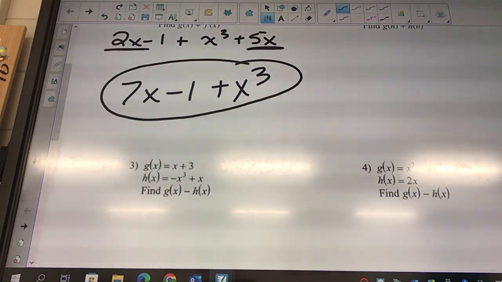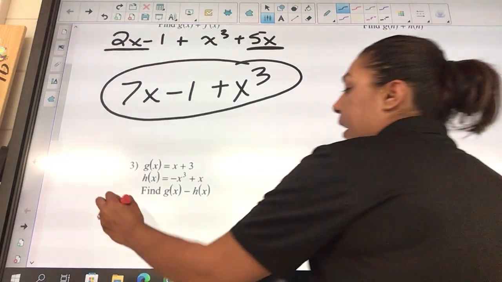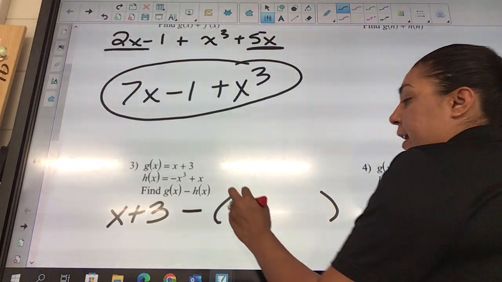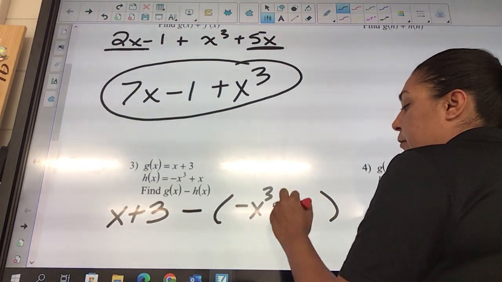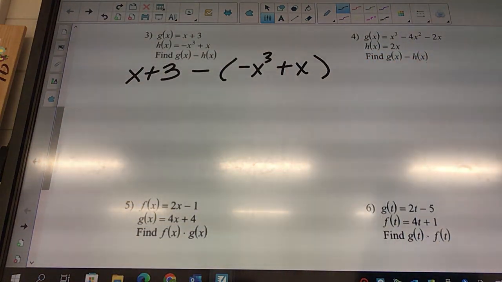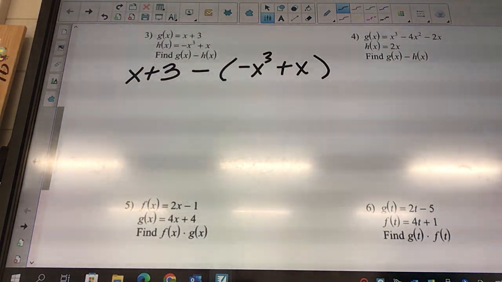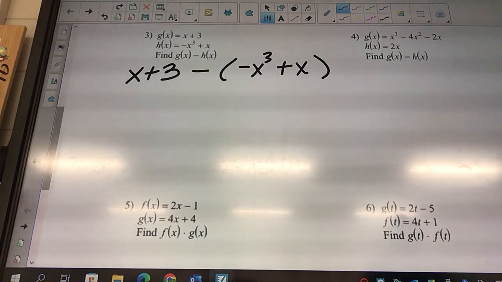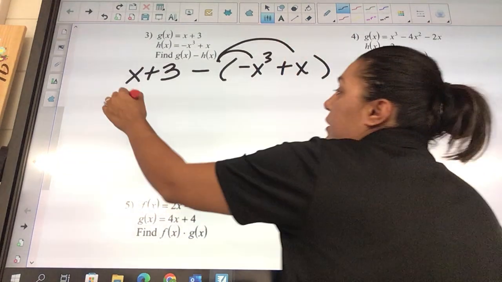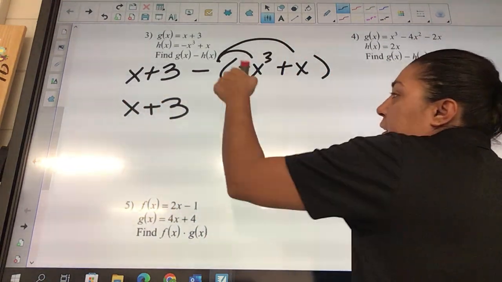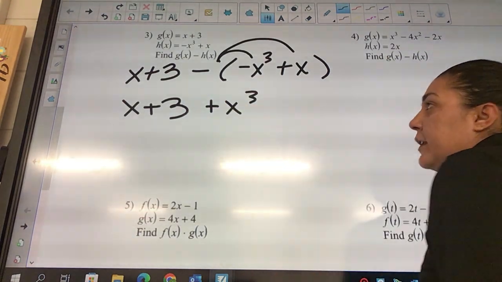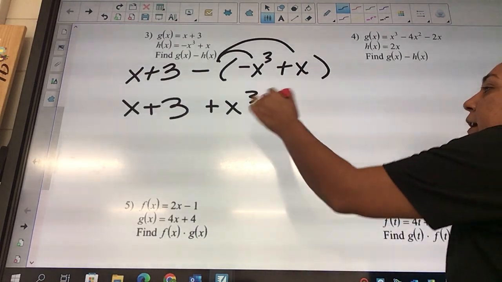Okay, the next one is g minus h. So we're going to say x plus 3 minus, and we need to put in parentheses the h, negative x³ plus x. Okay, and then what do we have to do? Distribute. We have to distribute that negative, or change all the signs in the second one. It works the same. So it's going to be x plus 3. What's this one going to become? x³. What's the next one going to be? Minus x.